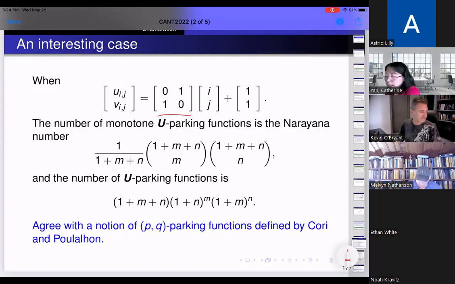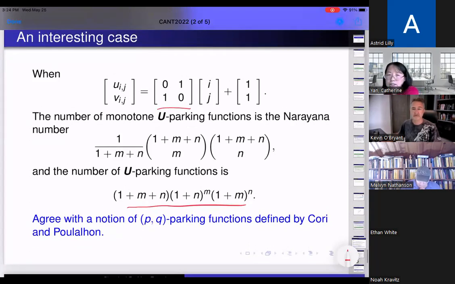This happens to be something called a Narayana number. In combinatorics, this appears often. It's well known as a refinement of the Catalan number. And on the other hand, over all general parking functions, the number is this nice power. We are happy to see that these two results agree with the existing result for a notion of PQ parking functions introduced by Cori and Poulalhon. They introduced a very special parking scheme and obtained some integer sequences, which turn out to be counted by this number.